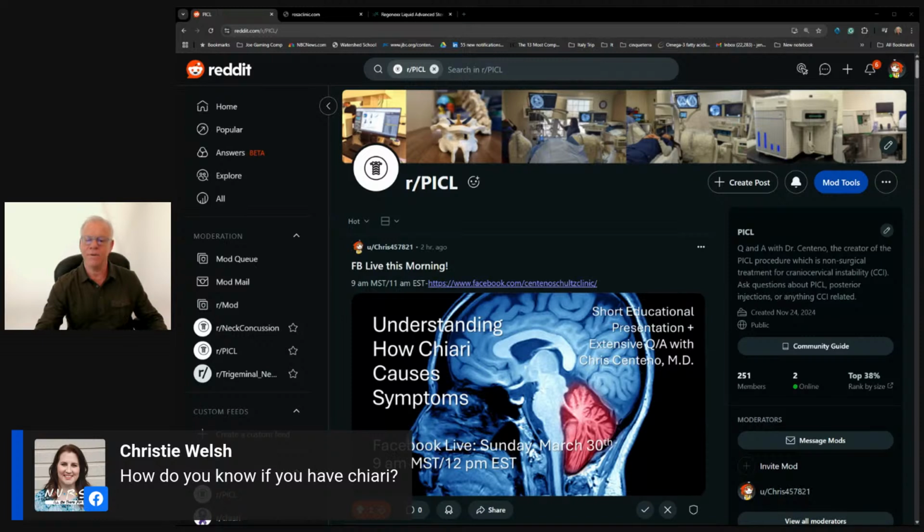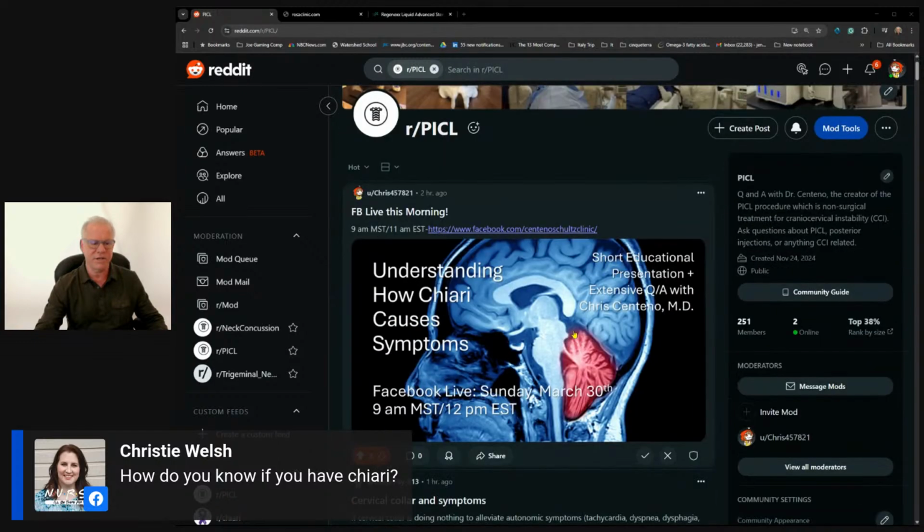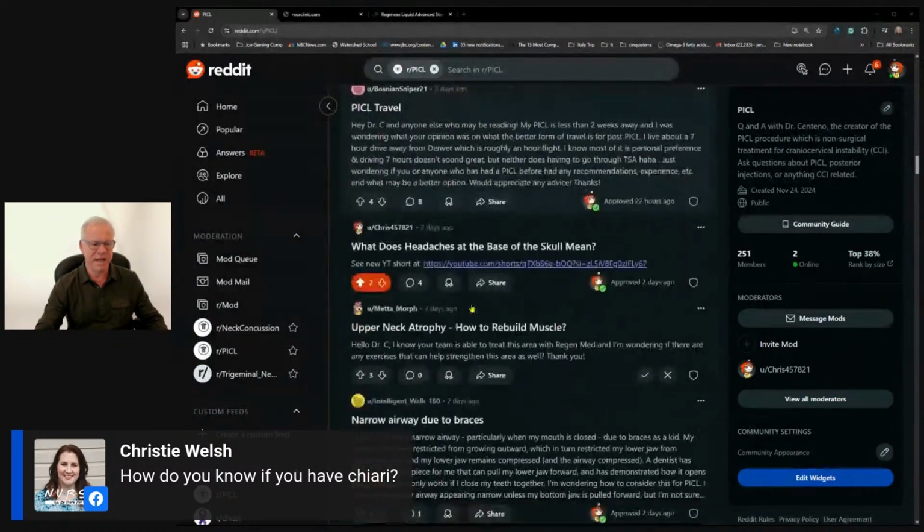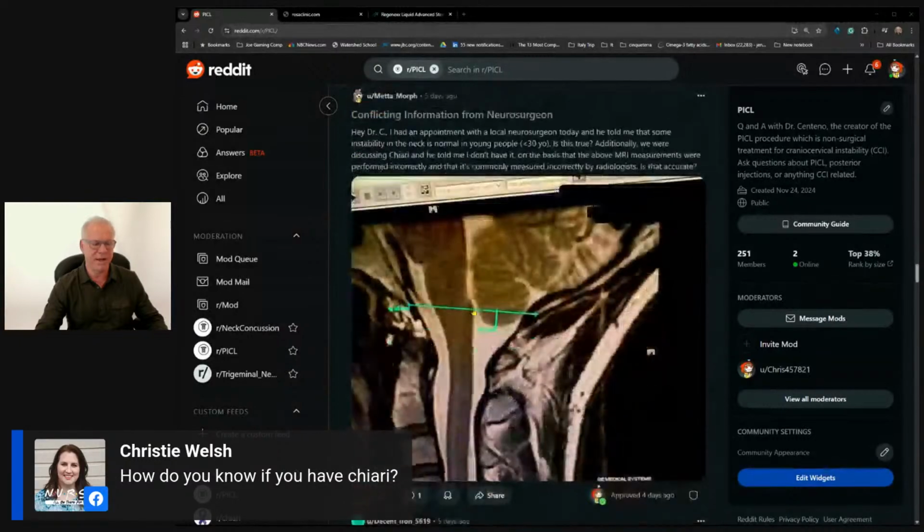Christy, how do you know if you have Chiari? That's literally just looking at a sagittal MRI image, just like this guy was trying to do down here. He put that on the CCI subreddit, or I'm sorry, not the CCI subreddit, but the PICL subreddit. So this is our PICL subreddit.